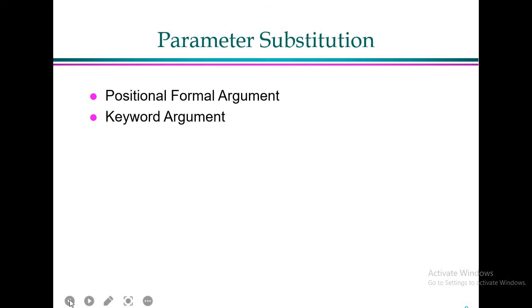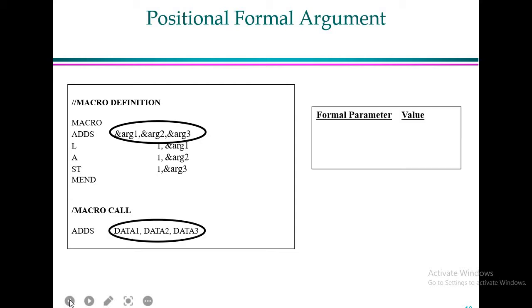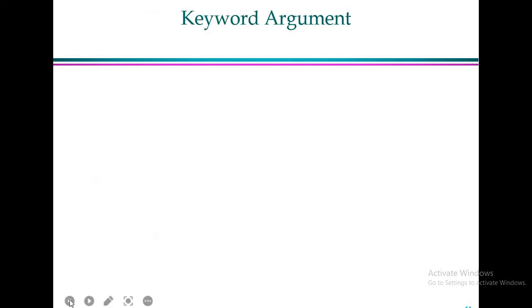Now see, there are three types of parameters. First is positional formal argument, second is keyword argument, and third one is default argument. Positional formal arguments stick with their position. So argument 1 is equal to data 1, argument 2 is nothing but data 2, and argument 3 is nothing but data 3. So what are the formal parameters available in the given definition? Argument 1, argument 2 and argument 3. And in the macro call, the actual values of the parameters are data 1, data 2 and data 3.